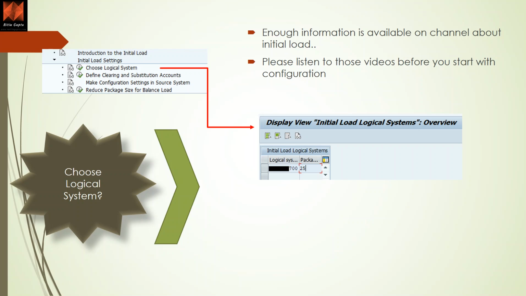In terms of configuration, the first point is to choose the logical system, where we define the logical system on the source system, and then we include all the systems here. It may be one, it may be two, it may be 30, 40, depending on the size of the company you are working with and the number of systems they own. Then package size: standard SAP gives a number, but that's something I would not recommend. I would say talk to your basis consultant, and based on your system parameters, you should choose the size of the package.